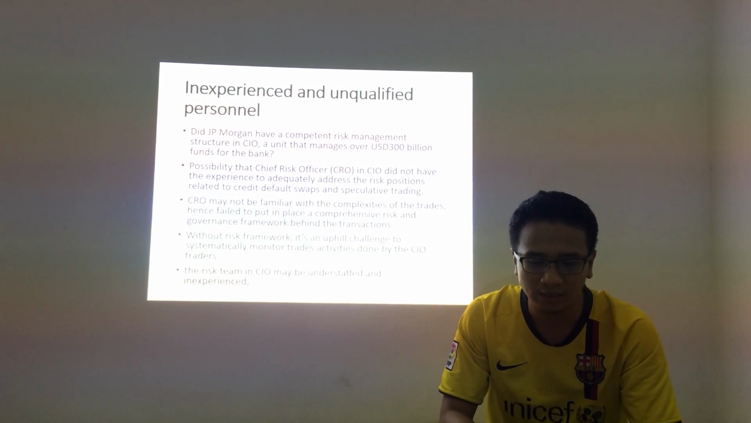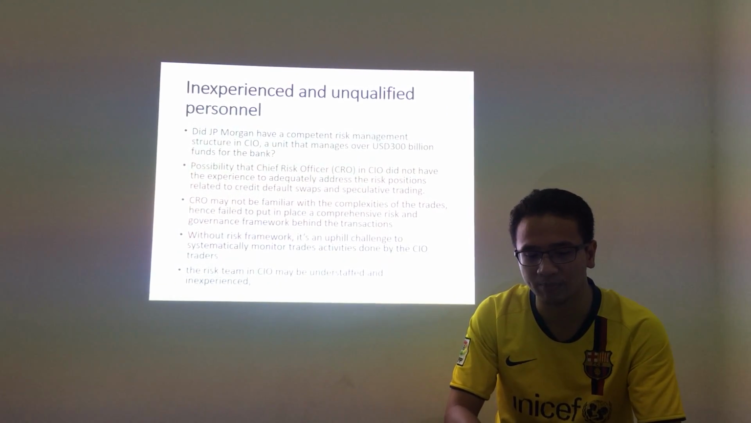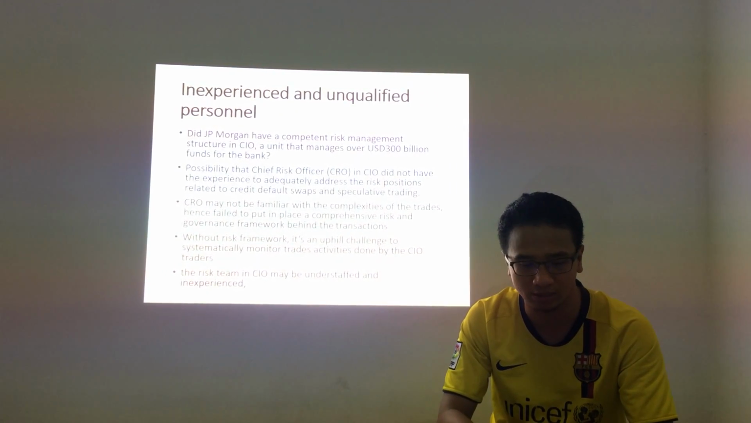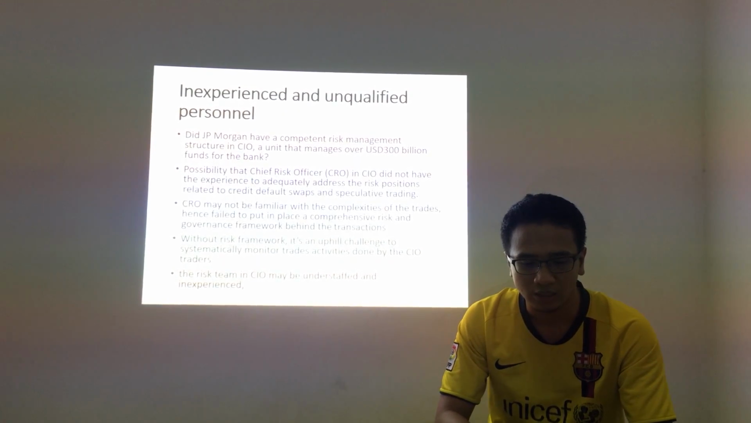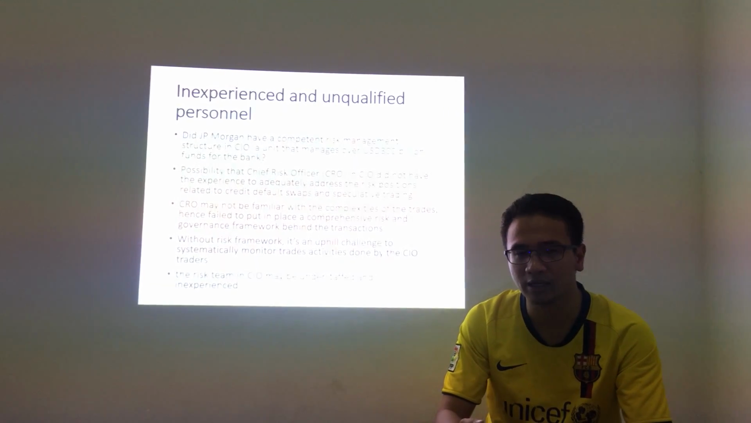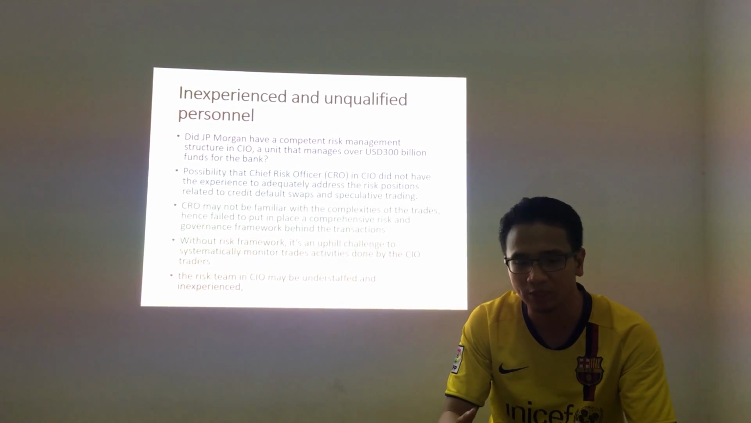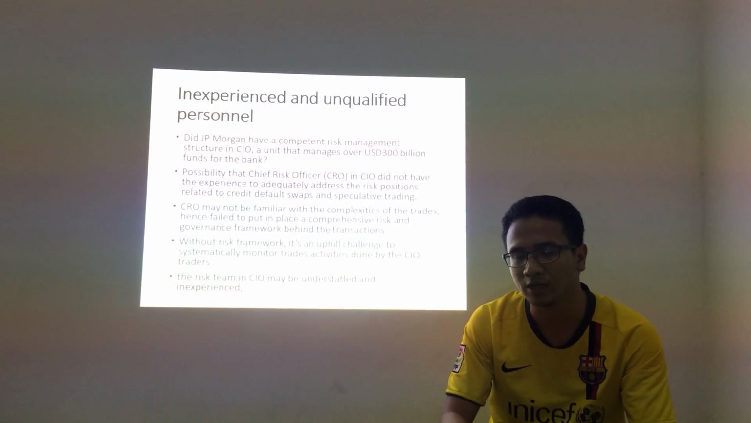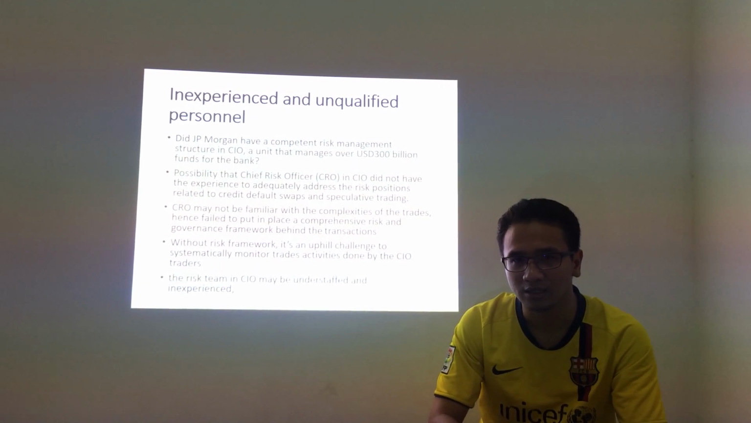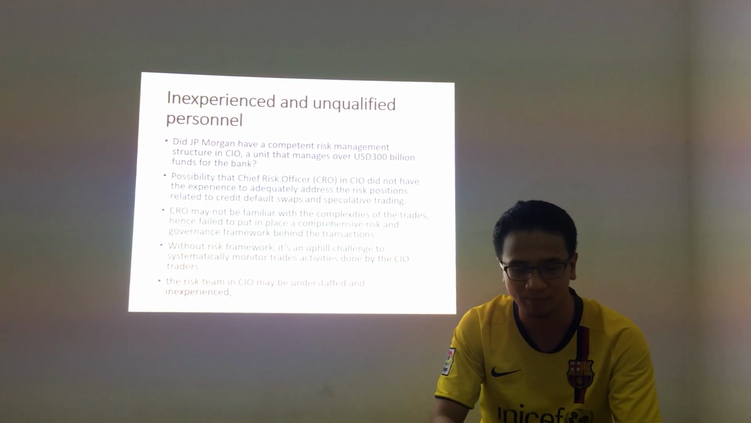Moving on, we see the problem also arise due to inexperienced and unqualified personnel in the chief investment office in JP Morgan. So this raised the question of whether JP Morgan, as a huge investment bank, did hire competent risk management managers in the unit, because the unit itself oversees over 300 billion in funds for the bank. So by right, they should have a systematic risk management system in place.